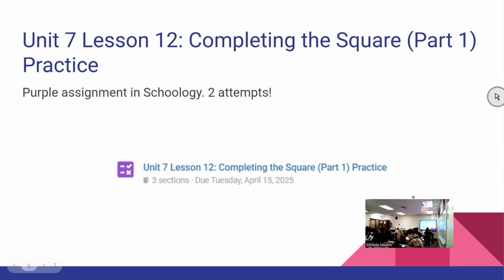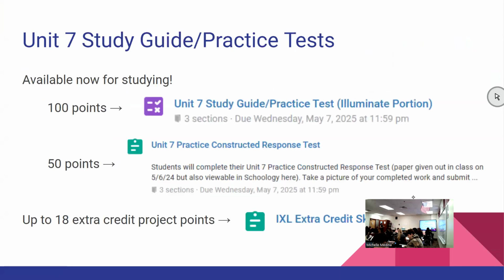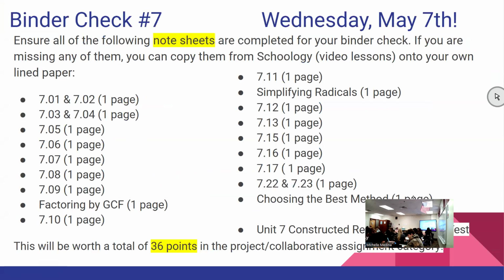So the practice is lesson 12. It's in Schoology. You have a bunch of ways to prepare yourself for the next unit test. Make sure we're doing that in advance and not scrambling at the end, because the deadlines are a lot closer than they appear. We are on lesson 12 today. By the end of next week, we'll be done learning everything we need to know. Any questions?